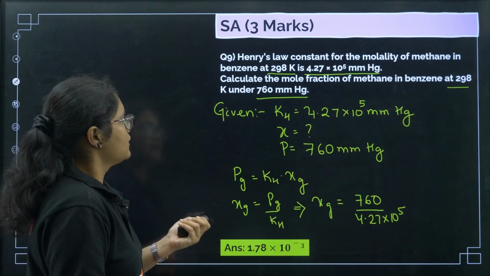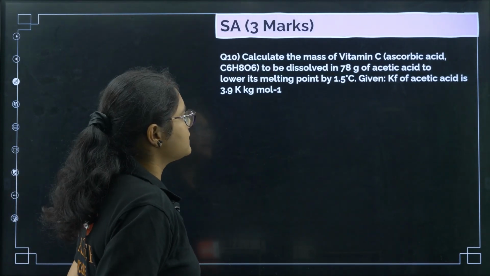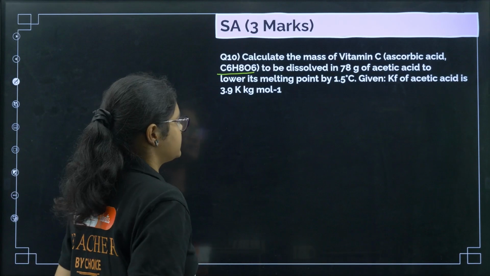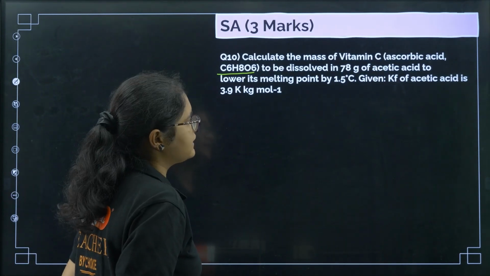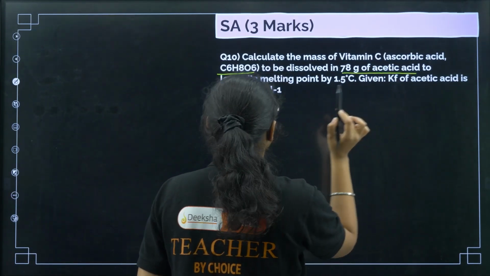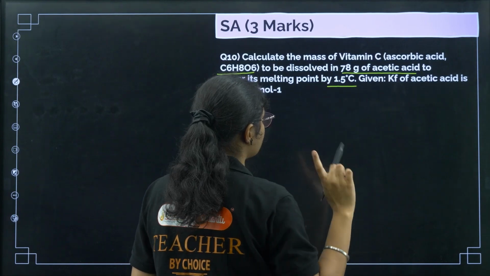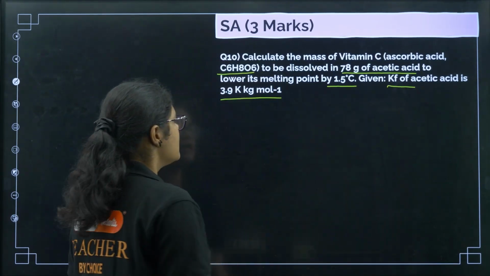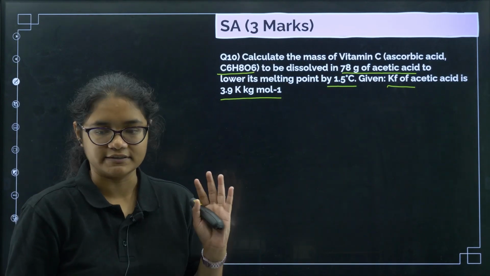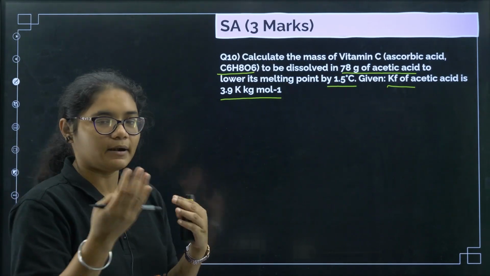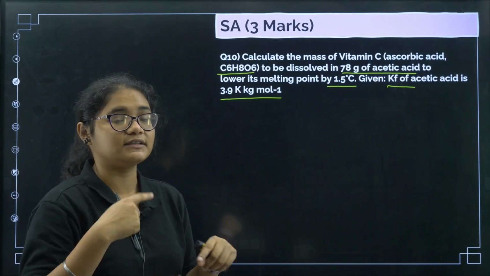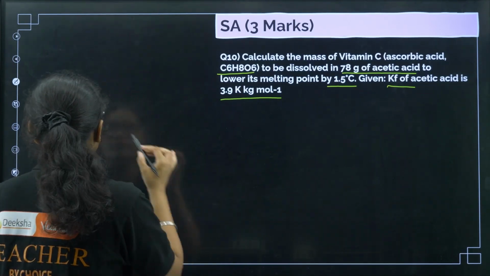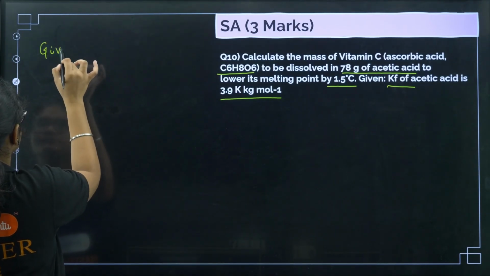Okay, next question. Calculate the mass of vitamin C, that is ascorbic acid C6H8O6, to be dissolved in 78 gram of acetic acid to lower its melting point by 1.5 degrees Celsius, given the Kf is 3.9 kilogram Kelvin mole inverse. Okay, again a similar question, but every time molar mass was asked. In this question, the mass of the solute to be added is asked. Okay, so first let us see the given data here.